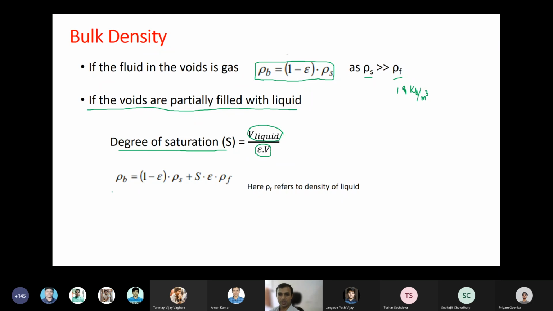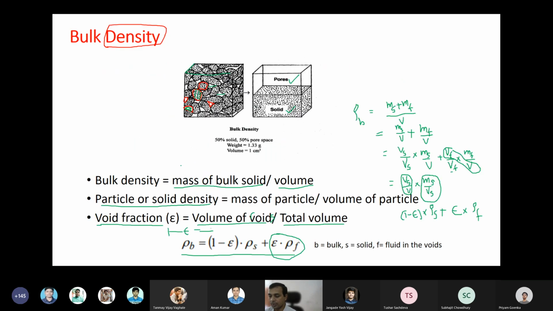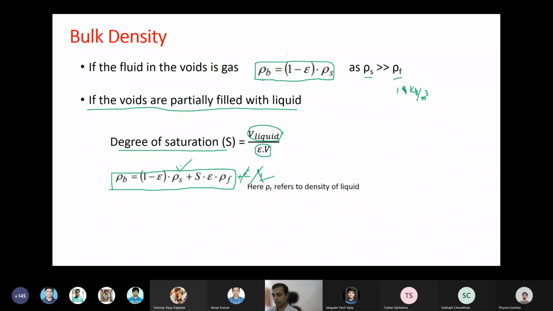So if this is partially saturated with liquid, this is the formula to find the bulk density. Here we are neglecting this term. The actual one would also have epsilon into rho f, but we are neglecting it because the gas density is much lower than the liquids and solids. So this is the formula. I think all of you can derive this later. How did we get this? It is simple, the way I explained here. The same thing comes into the picture.